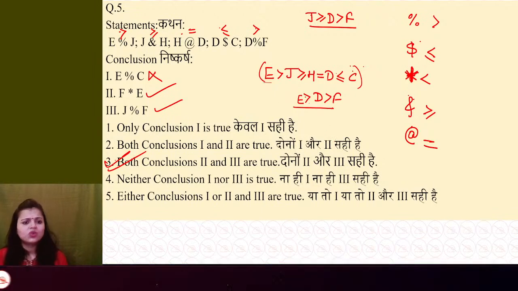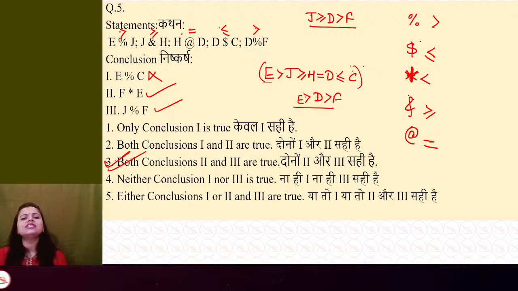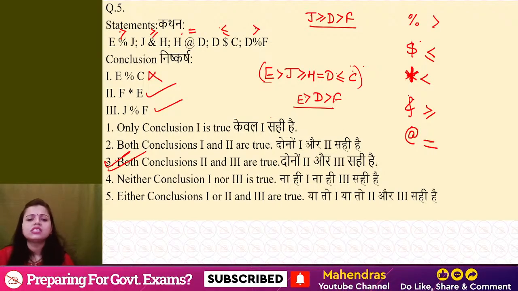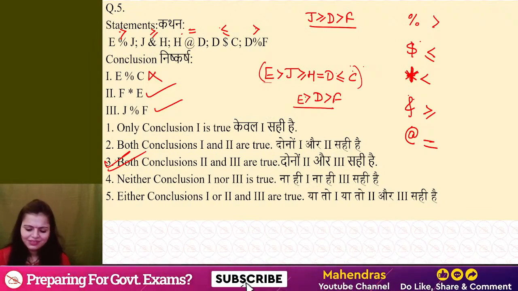Second, C and D. No, it's E greater than F now. Because D is less than E. From D to E you are getting D is less than E. And F is less than D. So that means overall you are getting F is less than E. So how can it be the C and D? Okay?